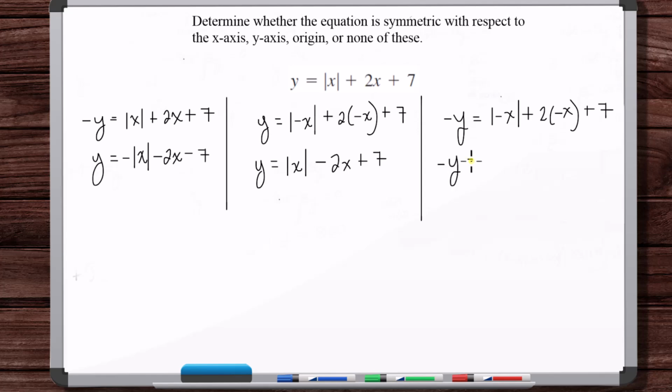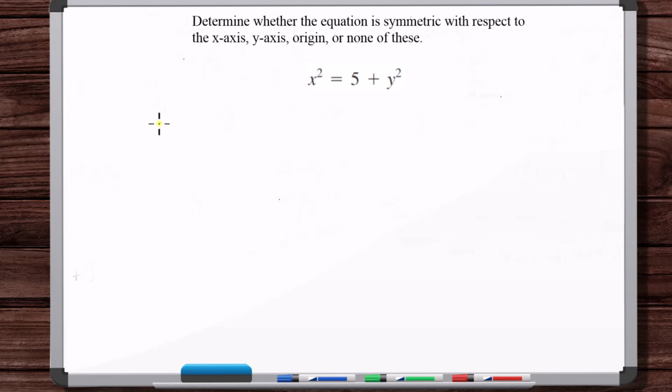Okay. So, okay. No, that is not the same equation. So this is not symmetric with respect to the x. This has no symmetry.